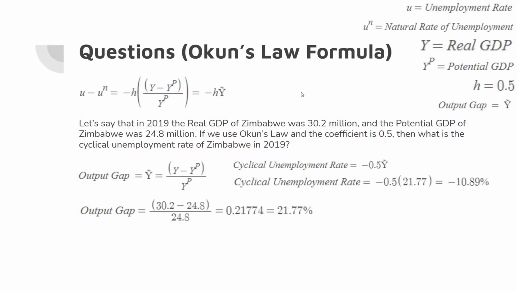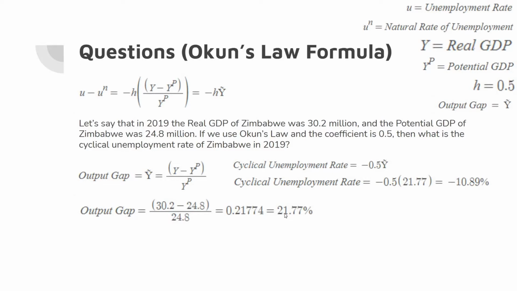So in order to solve this, we're going to need to pull some of our equations and formulas from the past pages. So in order to figure this out, we are going to need to calculate the output gap. And in order to do that, we're going to need to take the potential GDP and the real GDP. So we see here that if we take the real GDP, 30.2 million, minus 24.8 million, divided by 24.8 million, we will end up getting 0.21774. And then if we multiply that by 100, in order to get a percentage, we will get 21.77%, which is what the output gap is equal to.